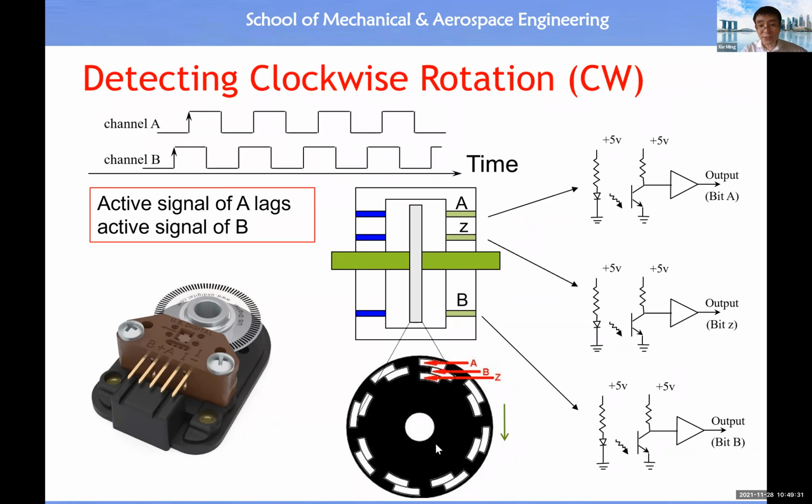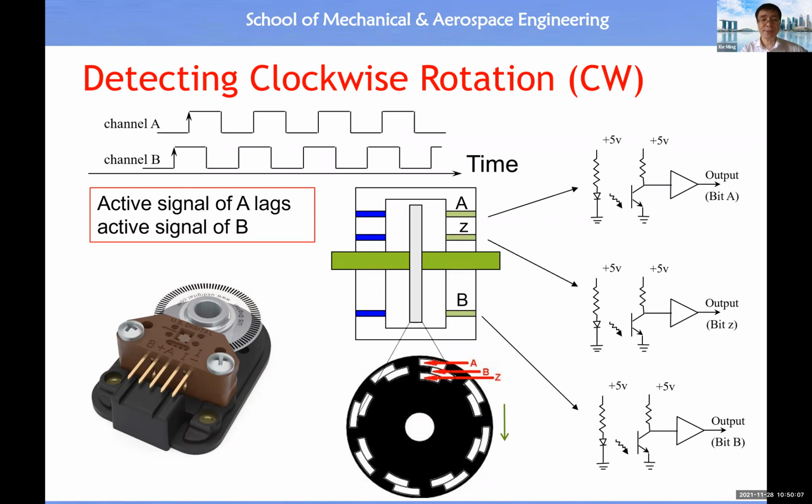Then how about clockwise rotation? Then we rotate in this way. When rotating this way, immediately you see the hole on track B will first enter the path between the light emitter and the light detector, letting the light pass through. Then track B will first emit a signal. That means signal B will lead signal A. Therefore, the disk is undergoing clockwise rotation. Conceptually, this design will help you to understand.